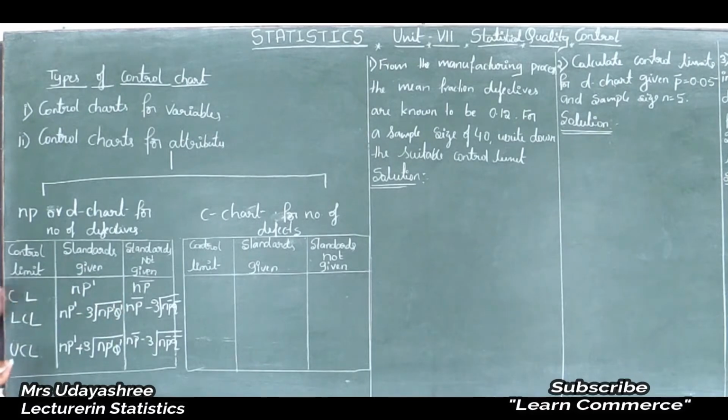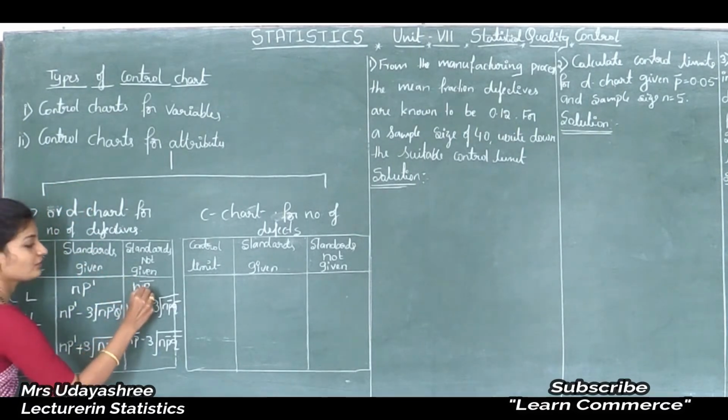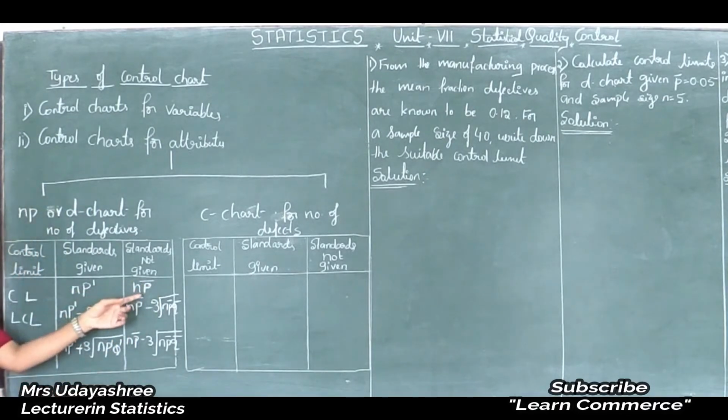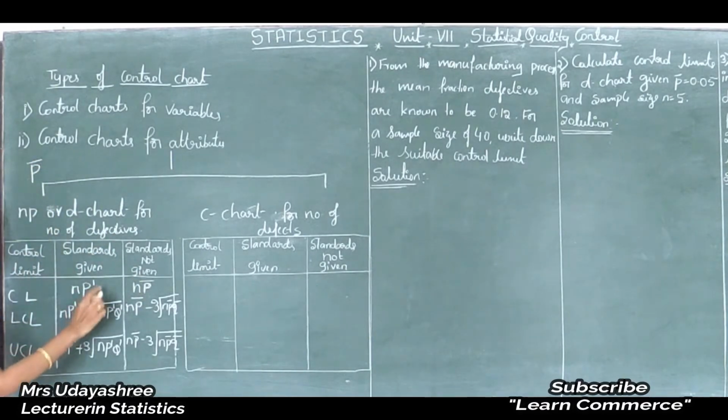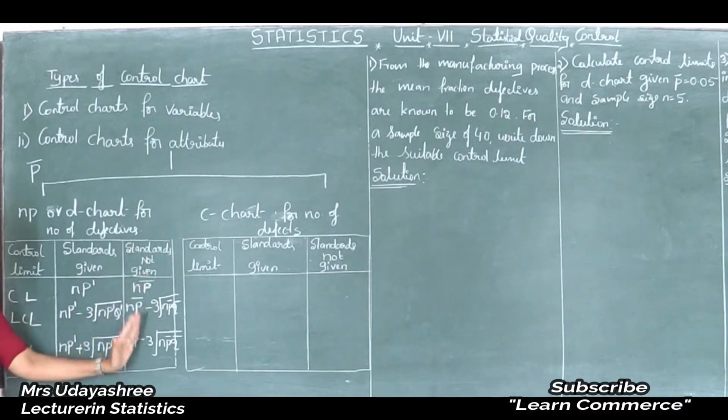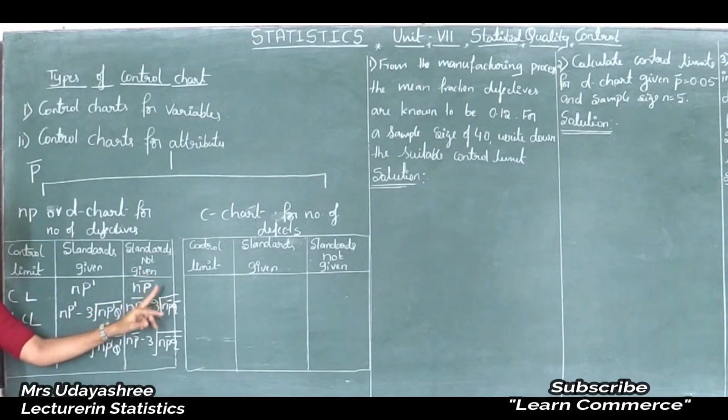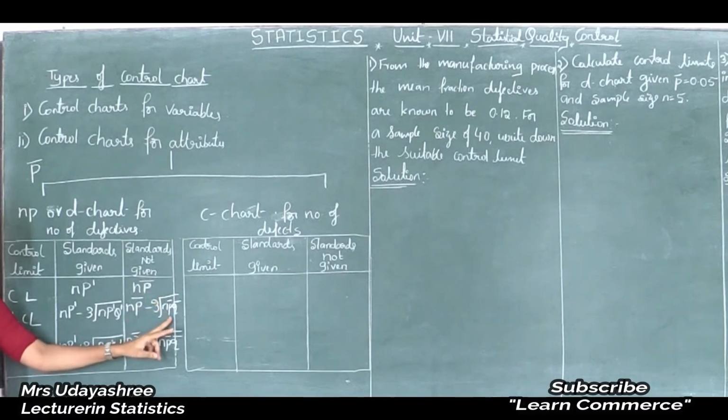For example, if the observations are like this, here n in the sense what? That is the sample size. How to calculate p dash, p bar? Here p dash, q dash, n and all. Standards given in the sense what? Here p dash and q dash are already recorded or already fixed by past experience or past production process. In standards not given case, we need to find p bar and q bar.